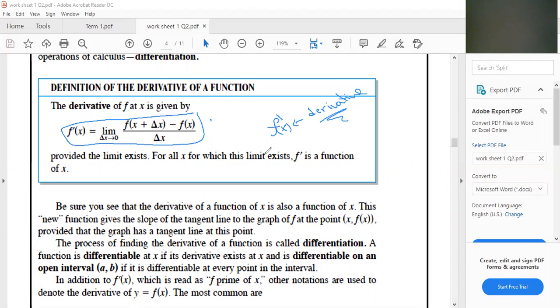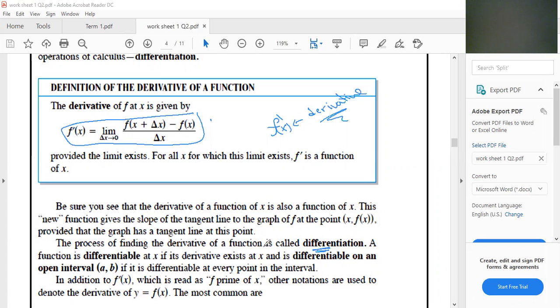Okay, the process that we use to find the derivative is called differentiation. It's called what? Differentiation. The limit exists, so the derivative exists. If the limit exists, the derivative exists. Okay, the function must be continuous to be differentiable. The function must be continuous to be differentiable.